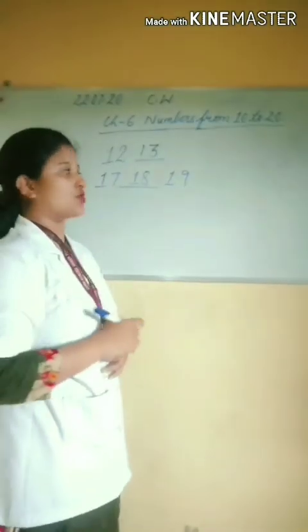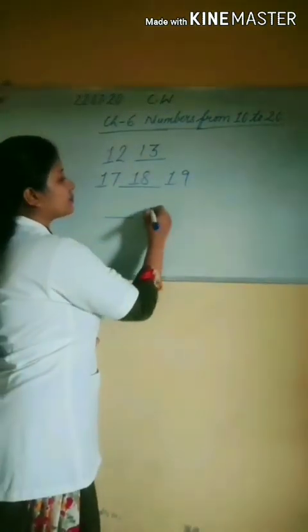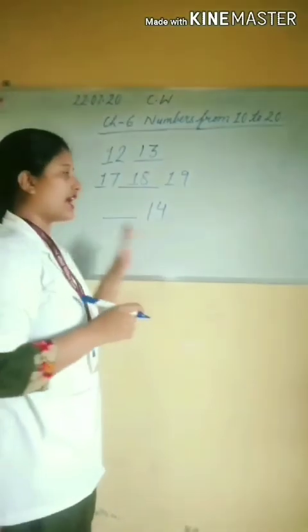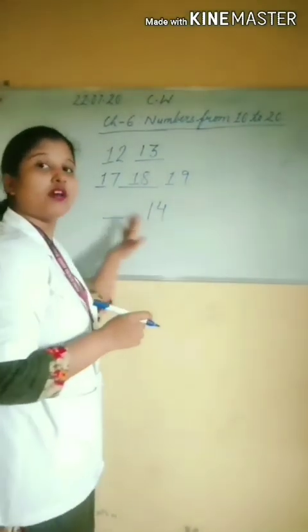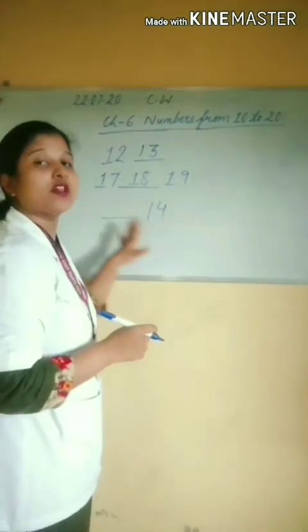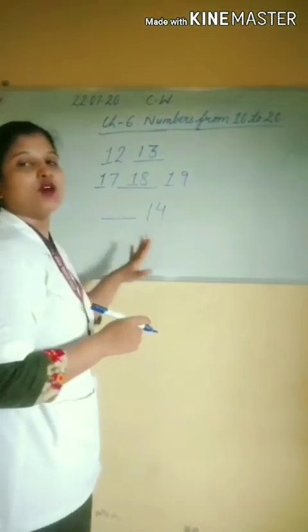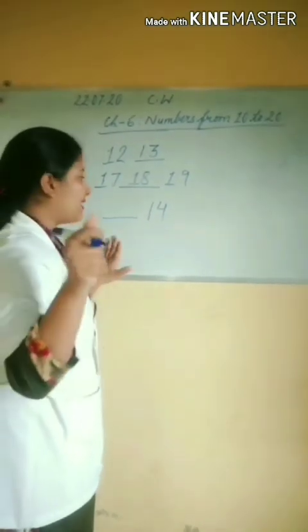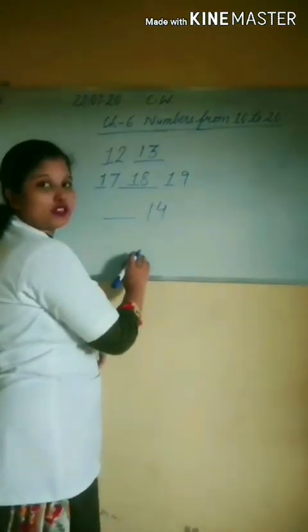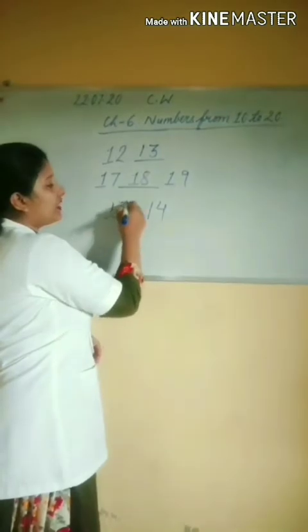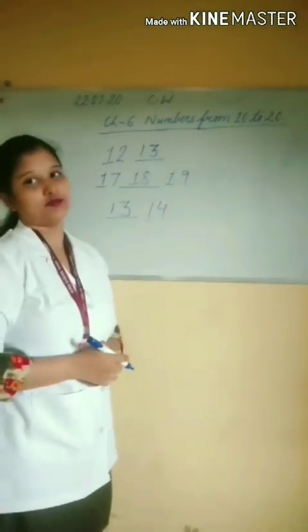Now coming to the next question. Our next question is, so what can you see? You can notice that I have made one blank before 14. That means you have to write the number which comes before. So which number comes before? Again pause, then play and see. Okay, so which number comes before 14? Very good. 13 comes before 14.